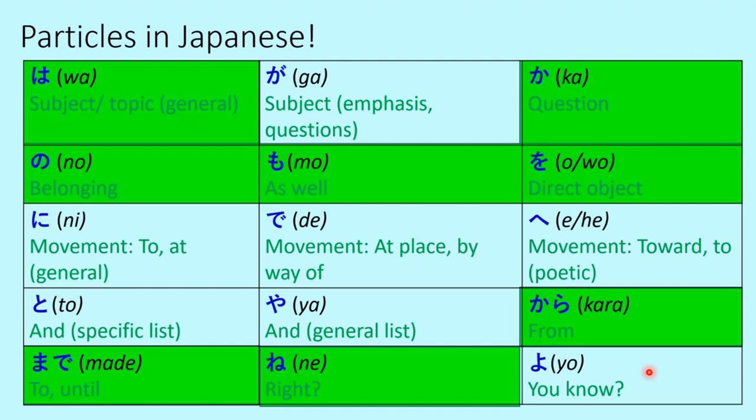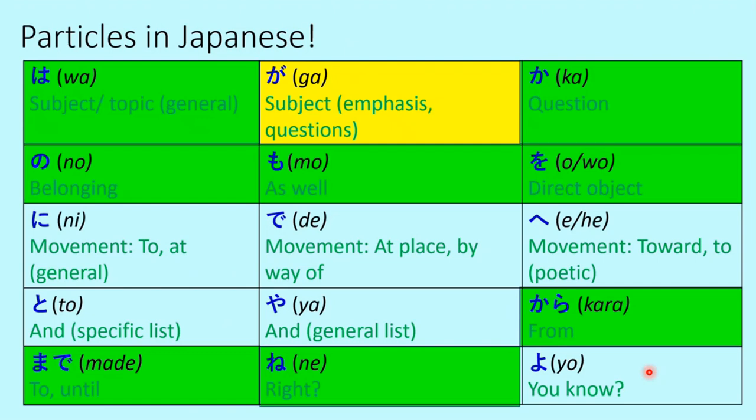Friends, this is the summary of all particles of Japanese language, Japanese grammar. The green highlighted ones are those which have already been discussed in this series in various lessons. And in the description of this video, we have given the links to all those lessons where all these particles have been discussed. Today's lesson is all about ga.